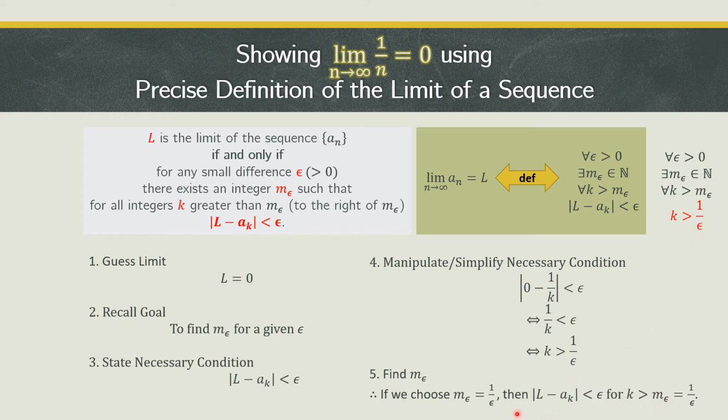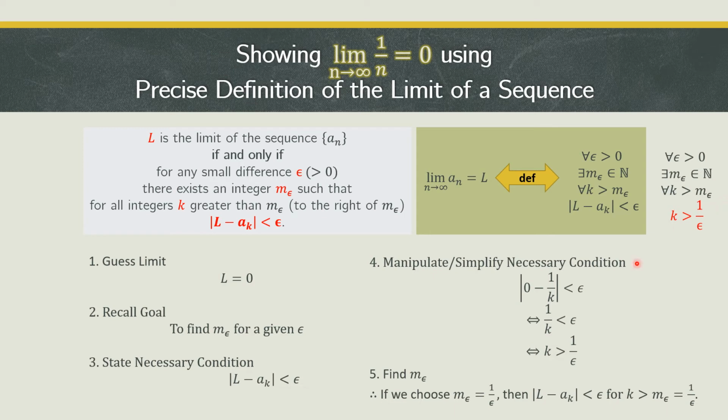And if we do that, this statement always holds true, because if we choose m sub epsilon as 1 over epsilon, then the statement will read like, for all k greater than 1 over epsilon, k is greater than 1 over epsilon. And that's just true because it's just a repetition. K greater than 1 over epsilon implies k greater than 1 over epsilon. That's just a repetition. That's a tautology. And so it's a true statement.